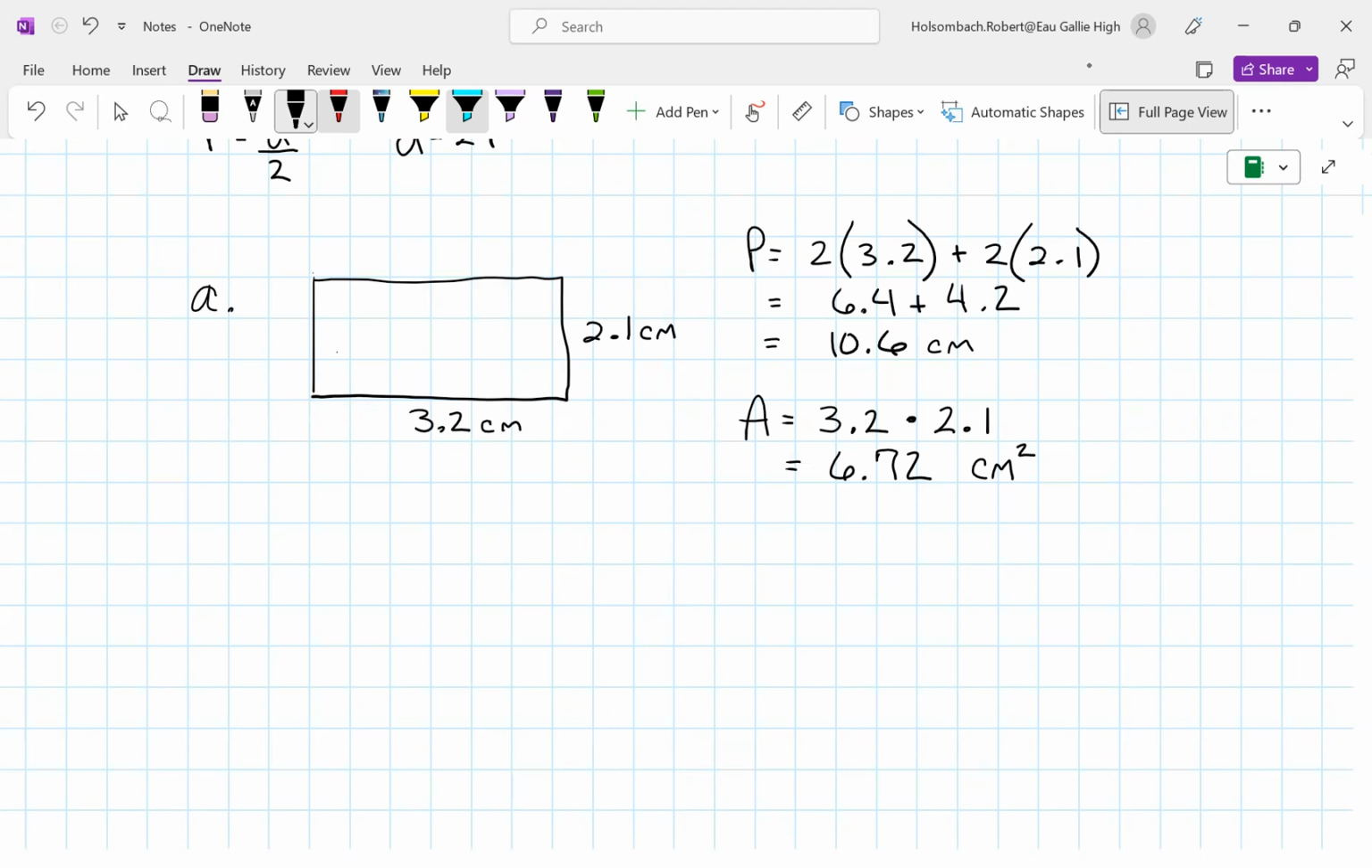So let's look at example B there. Let's look at that circle.